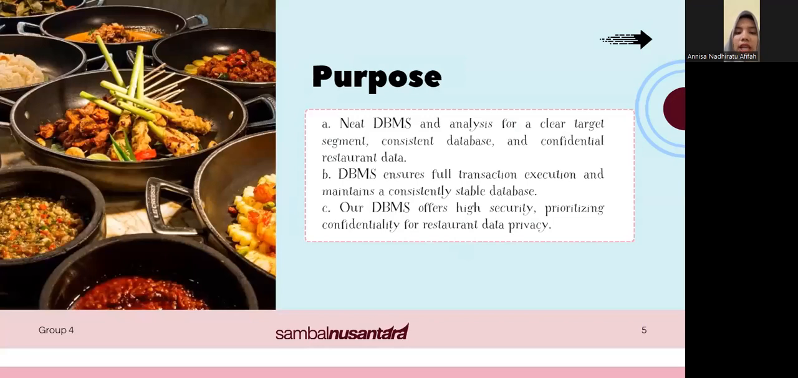The purposes of the Sambal Nusantara restaurant are, first, the need for a DBMS and analysis for a clear target segment, consisting of the database and confidential restaurant data. The second is that the DBMS ensures full transaction consistency and maintains a consistently stable database. And the third is that our DBMS offers high security, prioritizing confidentiality for restaurant data privacy.